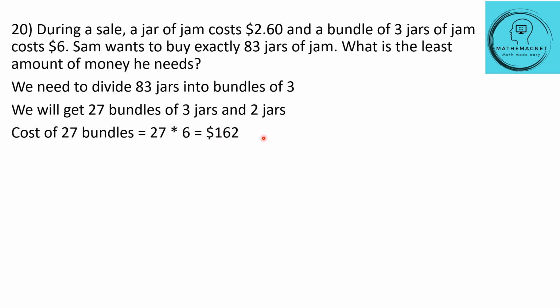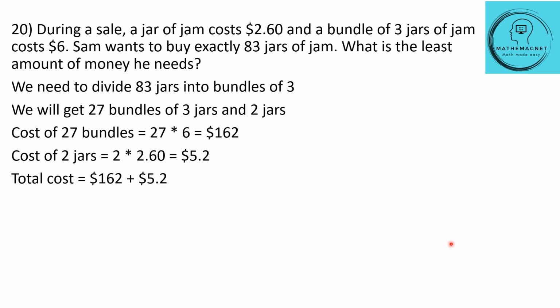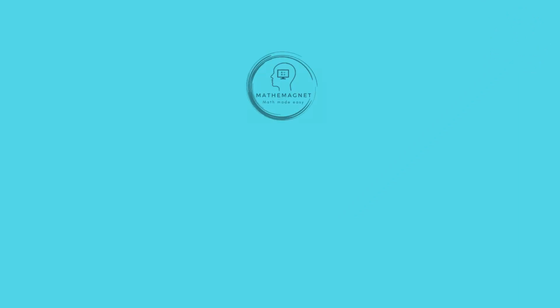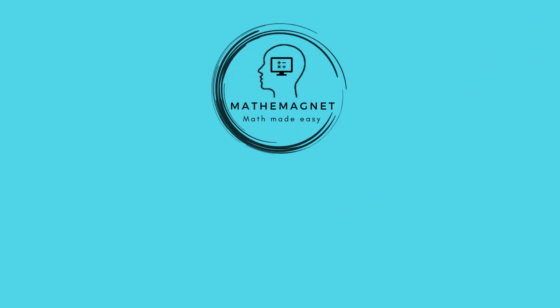So the cost of 27 bundles will be 27 into 6, which is 162. The cost of 2 jars will be 2 into 2.6, which is 5.2. Now the total will be 162 plus 5.2, which is $167.2. So he will spend $167.2.